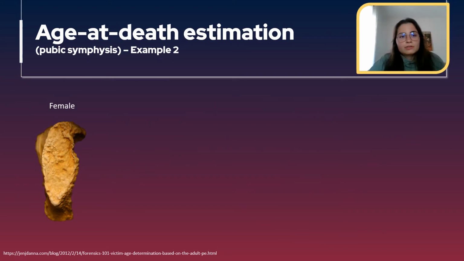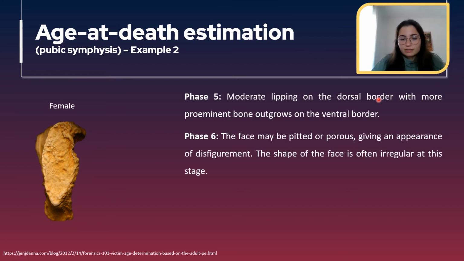Now another example. In this case, we can't see any remnants of the ridges, so it tells us that it is either phase 5 or phase 6. In phase 5, the face of the pubic symphysis has lipping with bone growths, and we can see that in this image, the pubic symphysis has these characteristics.